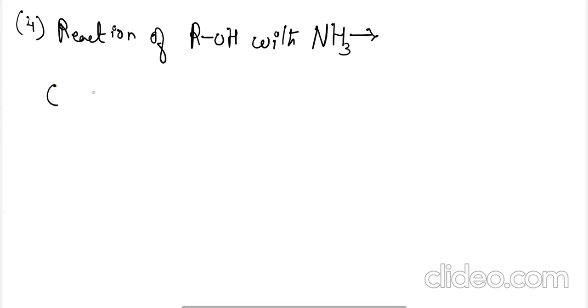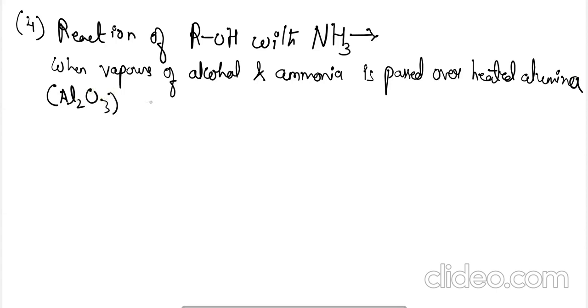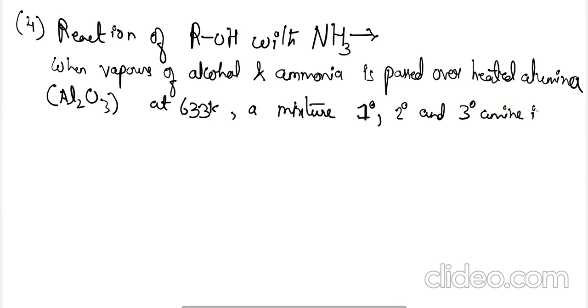So here, when vapors of alcohol and ammonia are passed over heated alumina, that is aluminium oxide, Al2O3, at a temperature of 633 Kelvin, a mixture of primary, secondary and tertiary amine is produced.